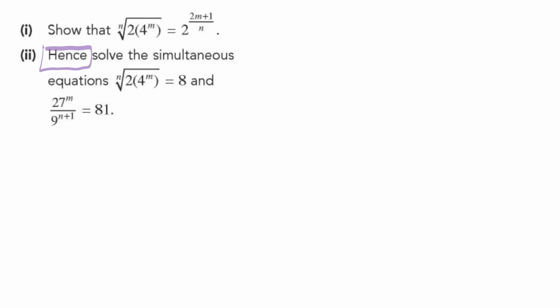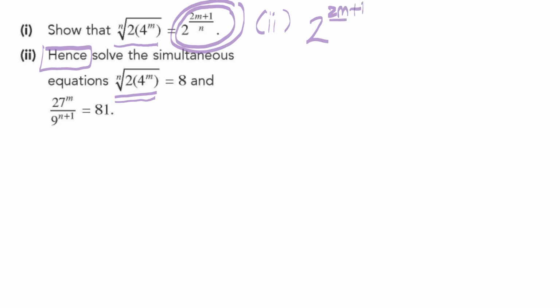Basically, what have you obtained in part 1? We have managed to show that this guy that I've underlined is equal to the guy that I've circled. So what's the implication here? The implication is I can just replace this guy that I've underlined twice with the one that I've circled. So 2 to the power of (2m plus 1) over n is equal to 8. Do you remember doing something like that in question 7c? Something left equals something right. What do we do? Yes, we can express 8 as 2 to the power 3.